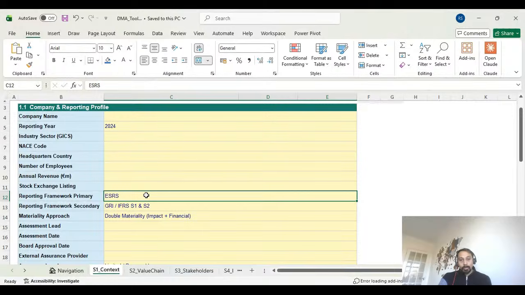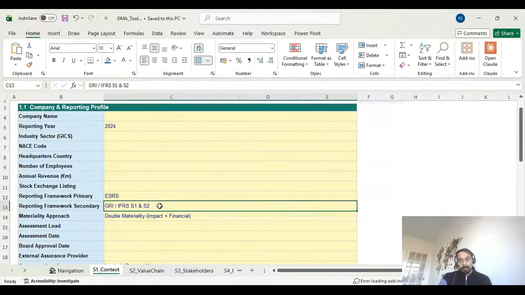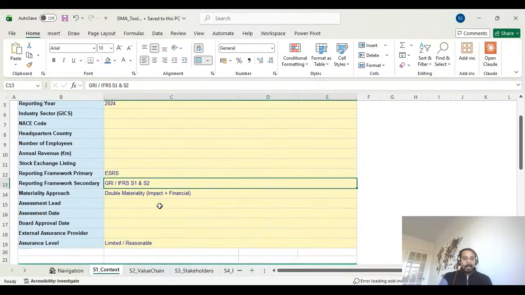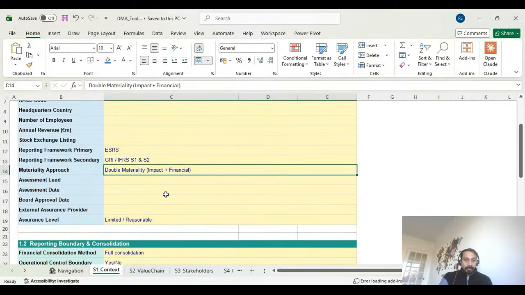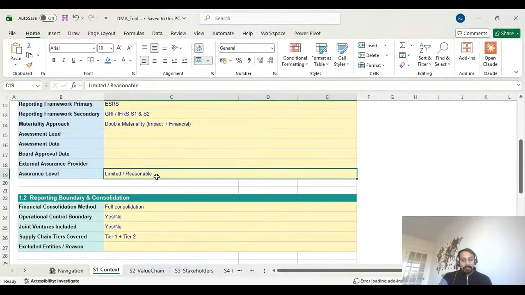Primarily, I am going to report based on the ESRS, but the secondary frameworks are GRI and ISSB because of my investors' requirement. I am going to use the double materiality assessment, including the impact plus financial. You can do both assessments or the single assessment together. And the assurance level will be the limited one in the first year, and then we will do a reasonable one.